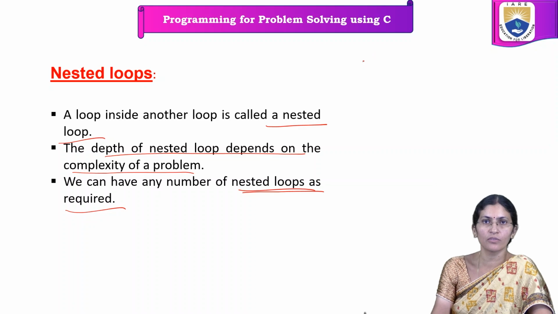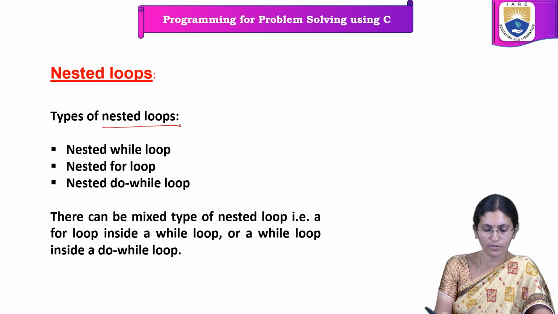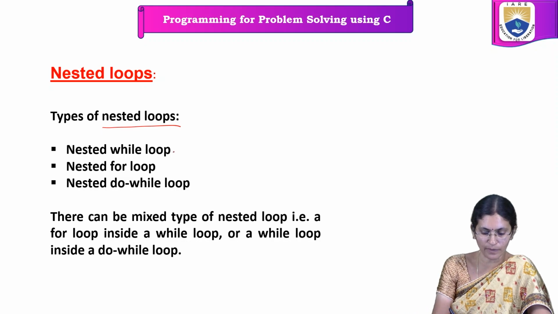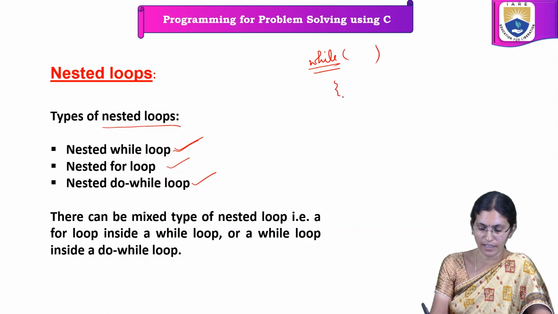These are the different types of nested loops we can have: nested while loop, nested for loop, and nested do while loop. So what is a nested while loop? A while loop inside another while loop is called a nested while loop. Here we need to mention the condition. This one is condition 1, this one is condition 2.